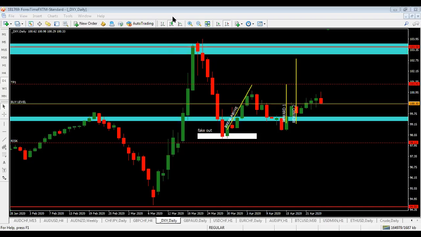Someone is asking: I want to know the position for AUD/USD. Is it a buy or a sell? Aussie USD. All right, let's do a quick recap on that.